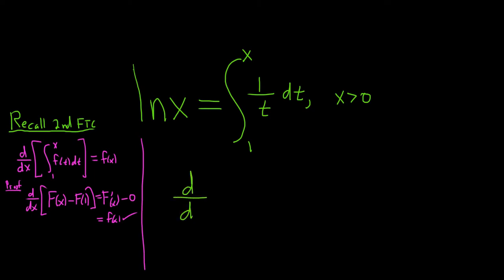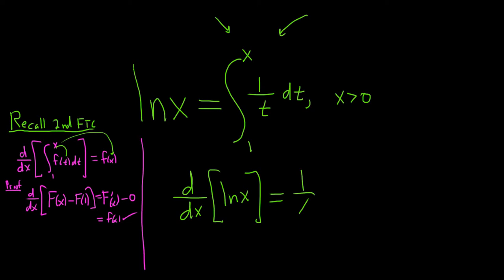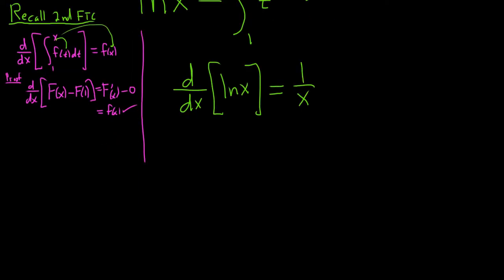In this problem here, we're taking the derivative of ln x, and so we're taking the derivative of this integral on the right-hand side. Notice you just take the x and you put it where the t is, so you just get f of x. So here you just get 1 over x. And that's the formula that this video is about: the derivative of ln x is 1 over x. Let's go ahead and do an example or two of using it. Okay, so let's find some derivatives.